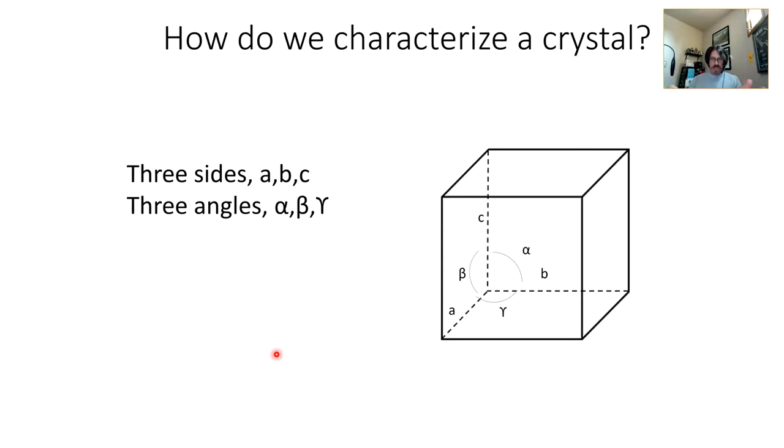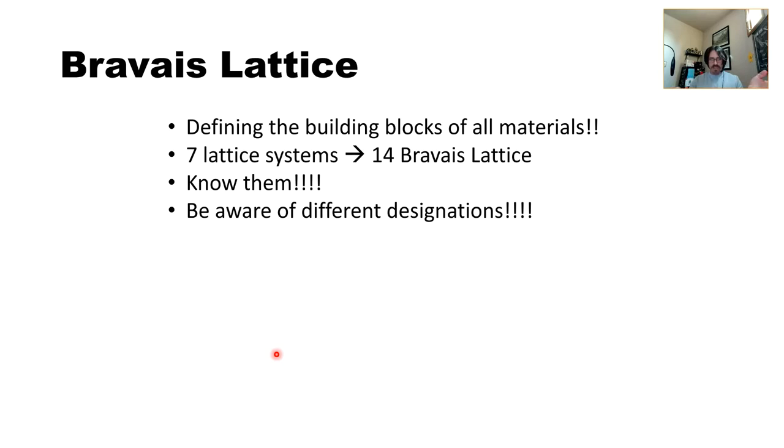How these relate to one another gives us the Bravais lattice. And it's defining the building blocks of pretty much all materials, at least all crystalline materials. Don't forget this. I'm pretty sure you guys have had this. You all have had this since day one of Intro to Materials. In the event that you haven't, there's 7 lattice systems, 14 Bravais lattice structures. It's good to know them. It's also good to be aware of the different designations that are used. And I actually think it's between British and US, kind of like aluminum and aluminium. Anyway, beware of the different designations.